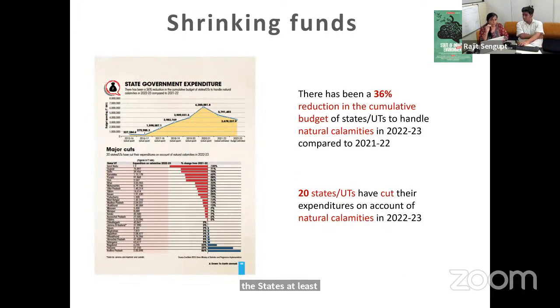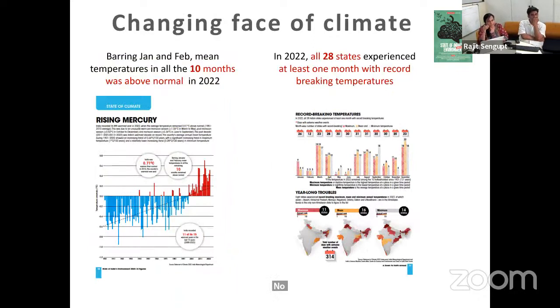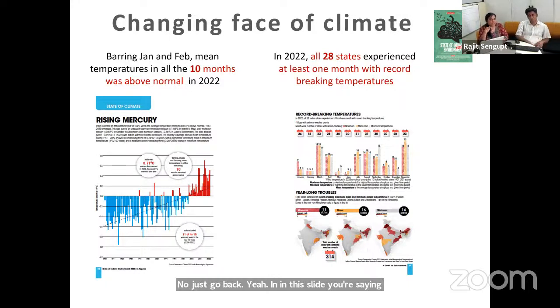And now, just go back. Yeah. In this slide, with the title of year-long troubles, what does that indicate? You have three maps. The maps indicate the maximum, mean, and minimum temperature where records are broken.